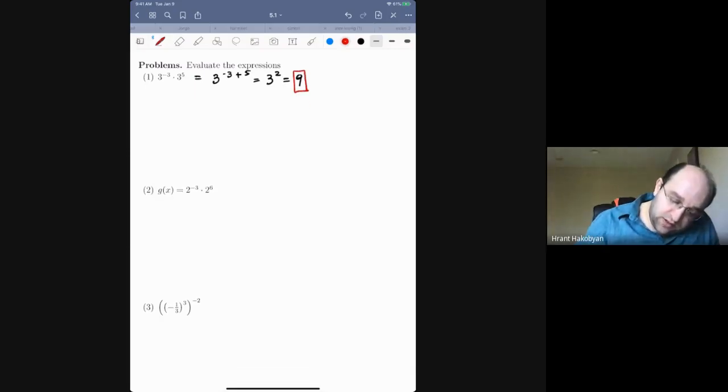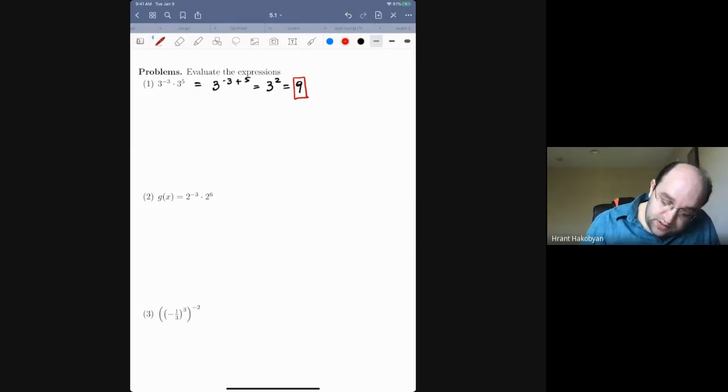Okay, so this is the same thing. This is equal to 2 to power negative 3 plus 6. So it's 2 to power 3. So it's just 8.